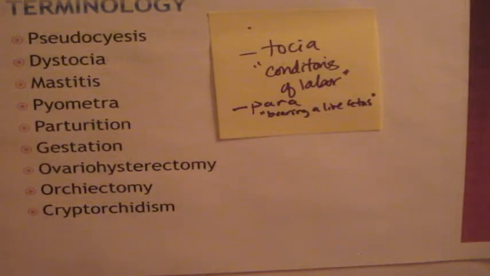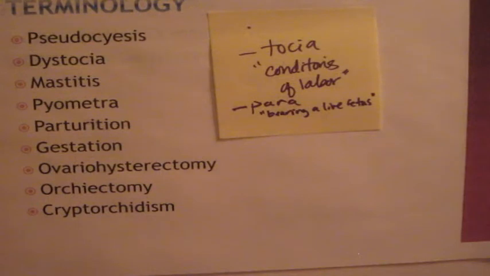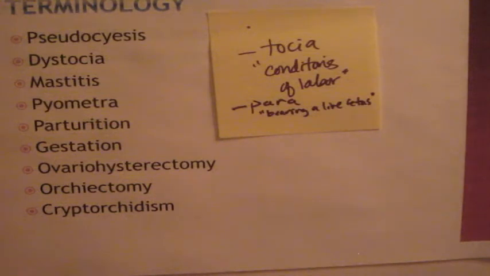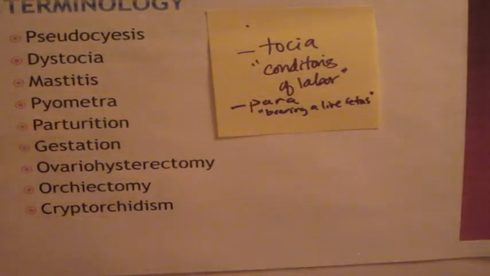Pyometra. Alright, pyo, let's break that down. Pyo having to do with pus, if you can remember your prefixes. Metra, metro, combining form for uterus, so pus in the uterus, a pyometra. A condition we'll see in dogs and cats, not necessarily having anything to do with whether or not they've given birth. It could be after they've given birth that they have infection in their uterus. Horses can develop this condition as well. Parturition, the act of giving birth.